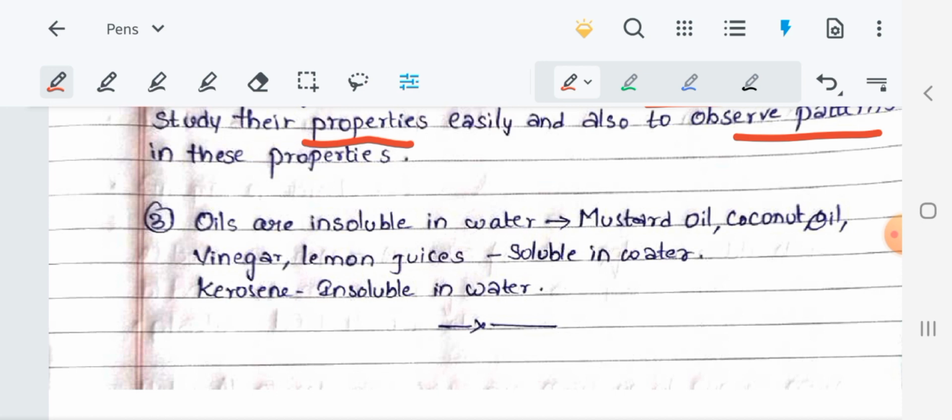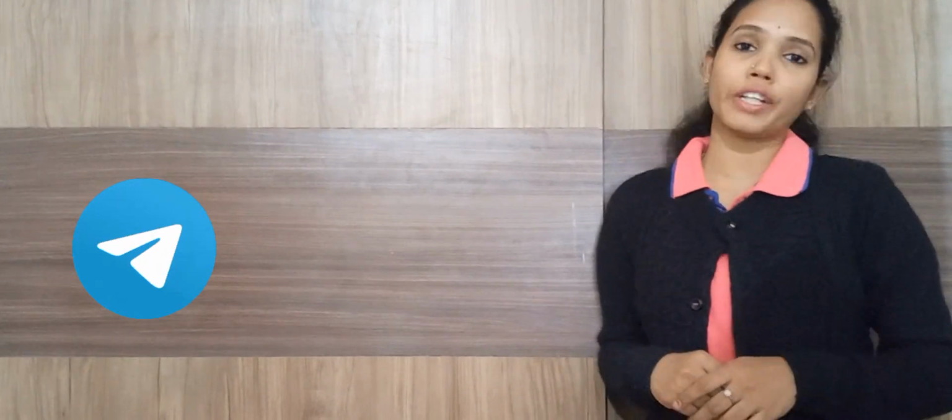There was one activity in the textbook asking about the solubility of the following materials. Oils, whatever oil it is, are insoluble in water, and the oil droplets float on water. Vinegar and lemon juice are soluble in water; they mix very well in water. But kerosene is insoluble in water.